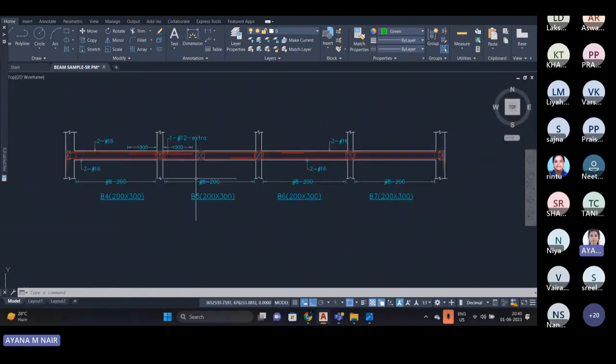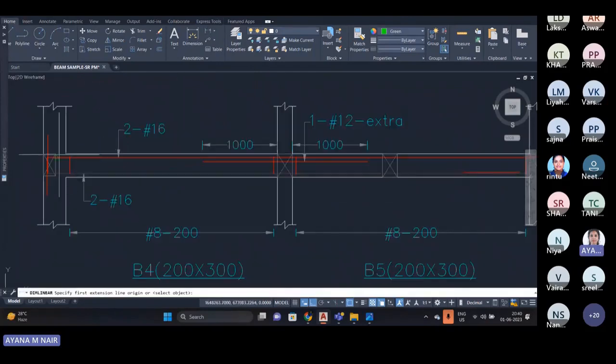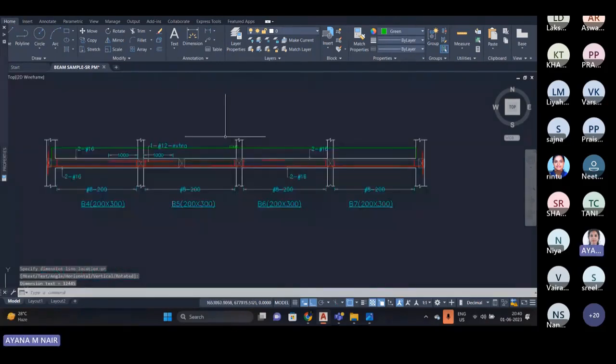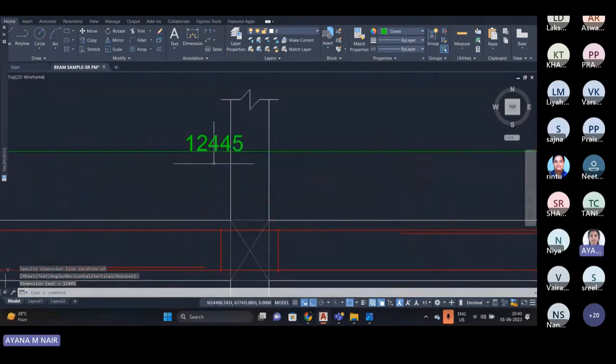Here you can see beams B4, B5, B6, B7. The length of this beam is greater than 12 meters. Okay, 12 meters.